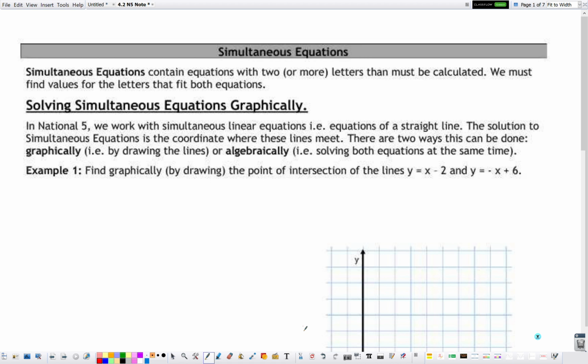So in National 5 we work with what's called linear equations, which is basically equations of a straight line, as you can see if I underline these two in example 1. The solution to simultaneous equations is the coordinate where the lines meet. So the solution to these simultaneous equations is the point at which they intersect.